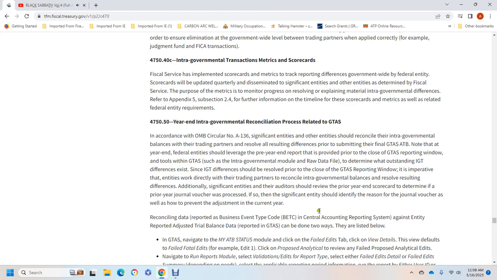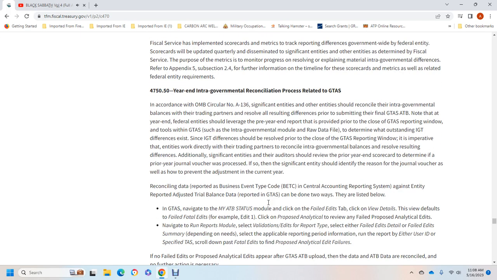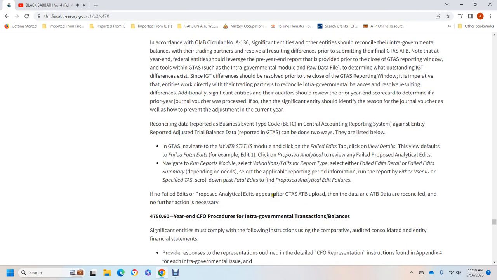If so, the significant entity should identify the reason for the journal voucher, as well as how to prevent the adjustment of the current year, reconciling the data with the reporting entity's business event type with the central accounting reporting, so that the entity's reported adjusted trial balance data reported with the Government-wide Treasury Account Symbol system can be done in 2 ways. They are listed below.